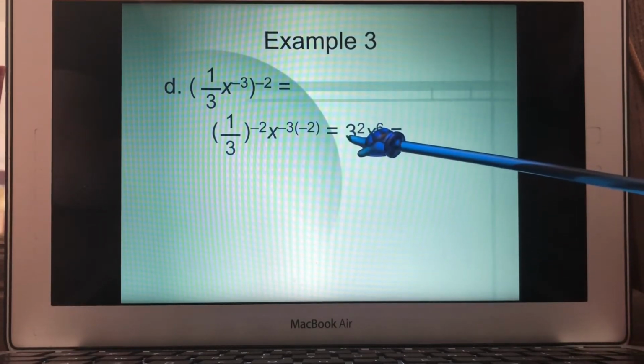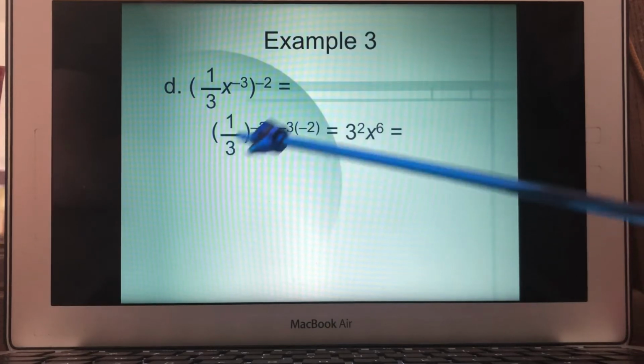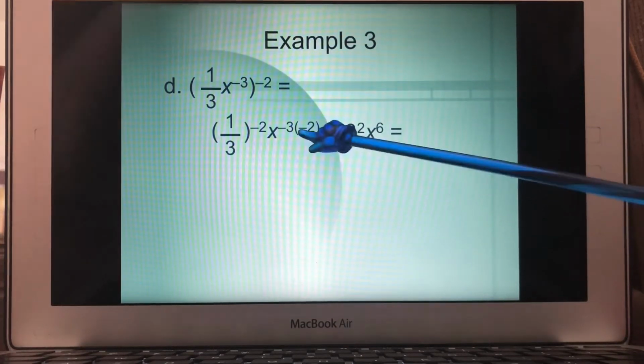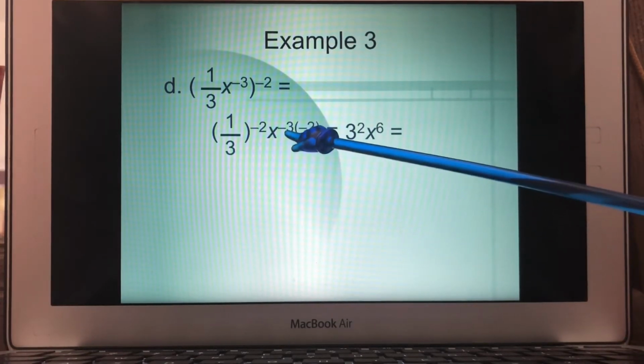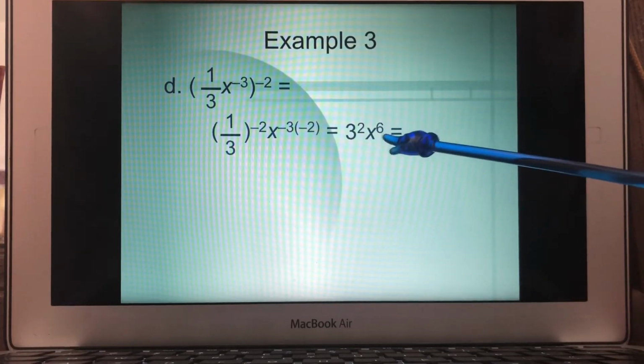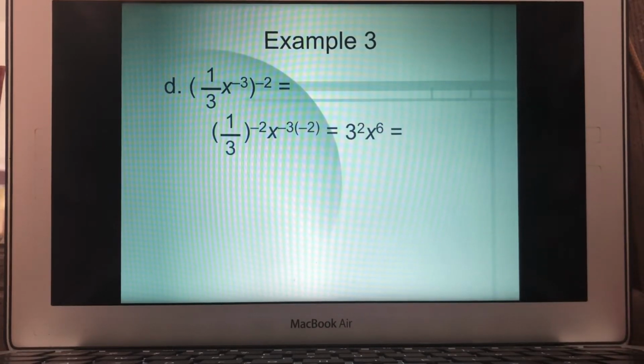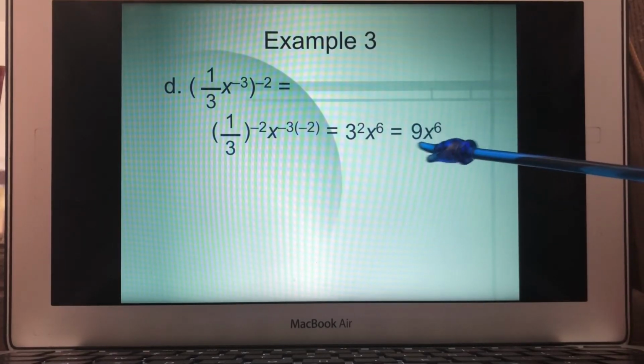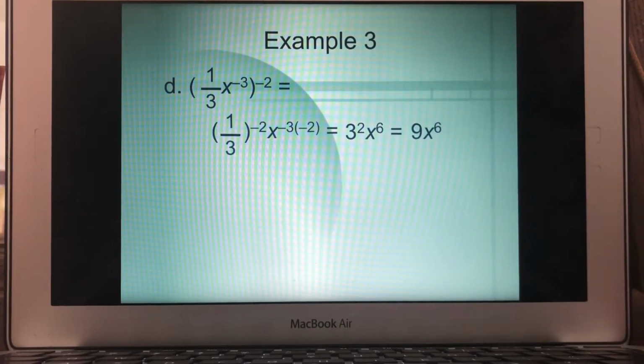So that's how I get 3. So now this is 3 squared. For the x, because negative 3 times negative 2 gives me a positive 6. So then that stays like that. And so my final answer now is 9x to the 6th power.